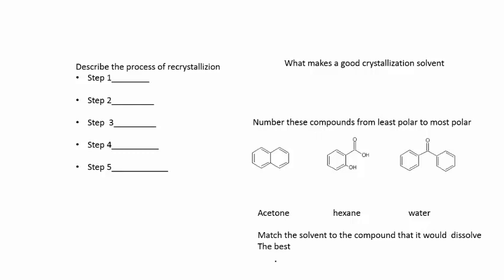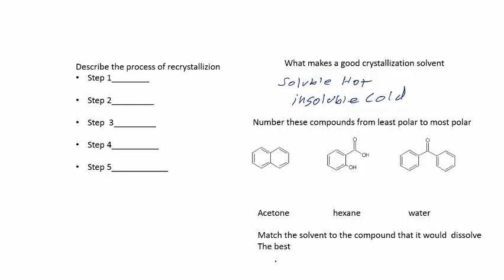Describe the distillation. What makes a good crystallization solvent? Well, you want your compound to be soluble in hot solvent, insoluble in cold solvent. So it's not a good solvent, it's a mediocre solvent for your stuff. Too good, you won't get it out. And if you have a solvent that's not at all a good solvent, then of course you'll never get it to go into solution no matter how much you heat it.